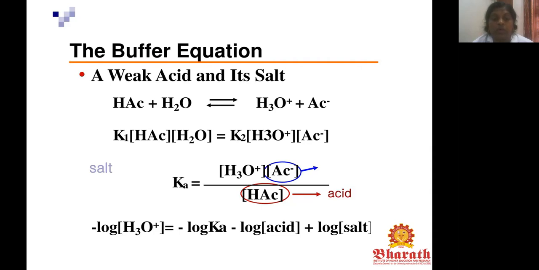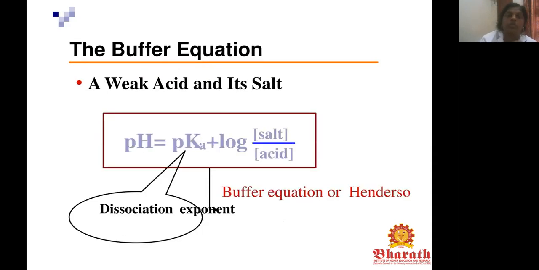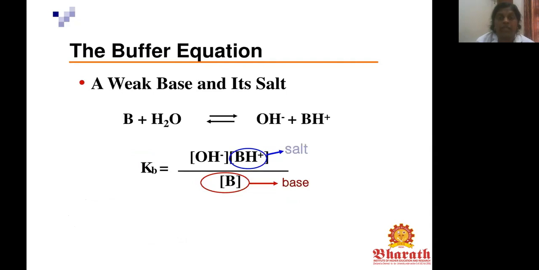Taking the negative log, if we substitute with a log, we get -log[H3O+] equal to -log Ka minus log acid plus log salt. So for a weak acid and its salt, we can represent pH equal to pKa plus log salt by acid. This is the buffer equation, or the Henderson-Hasselbalch equation. The pKa is the dissociation exponent constant.